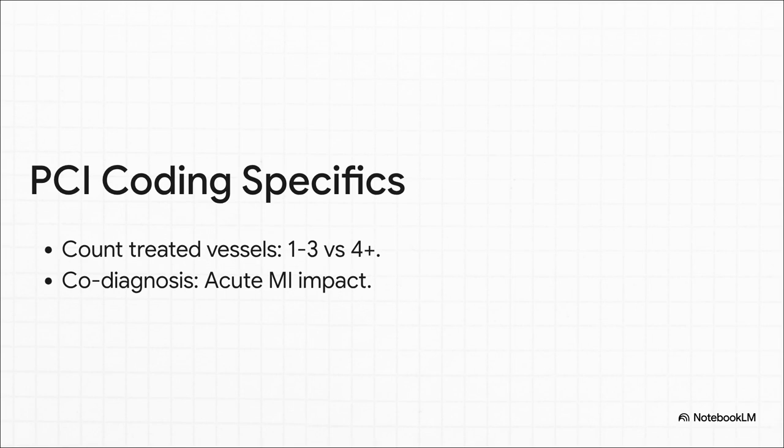Seriously, the ICD-10 PCS tables explicitly require you to track the exact number of treated vessels. There is a massive difference in DRG grouping if you treat 1 to 3 vessels versus 4 or more drug-eluting stents. Couple this with ensuring that any acute myocardial infarction is properly linked as the principal or secondary diagnosis, and you are directly dictating the accuracy of the hospital's reimbursement. It really is a game of precision.